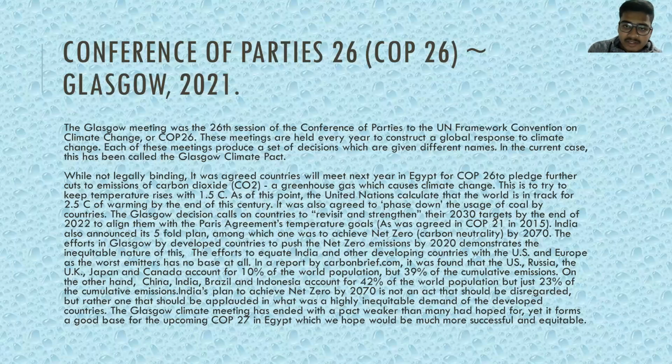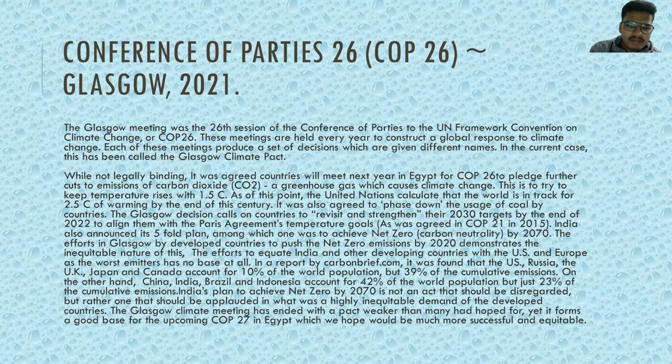Conference of Parties 26, COP26, Glasgow 2021. The Glasgow meeting was the 26th session of the Conference of Parties to the UN Framework Convention on Climate Change, or COP26. These meetings are held every year to construct a global response to climate change. Each of these meetings produces a set of decisions which are given different names. In the current case, this has been called the Glasgow Climate Pact.